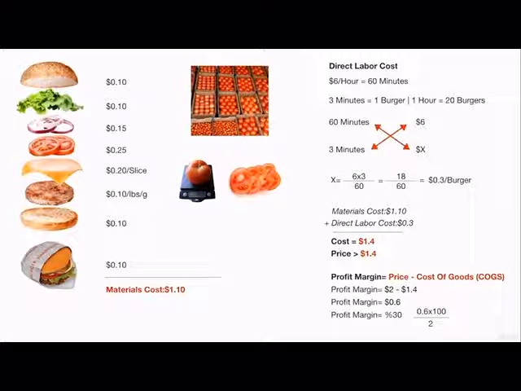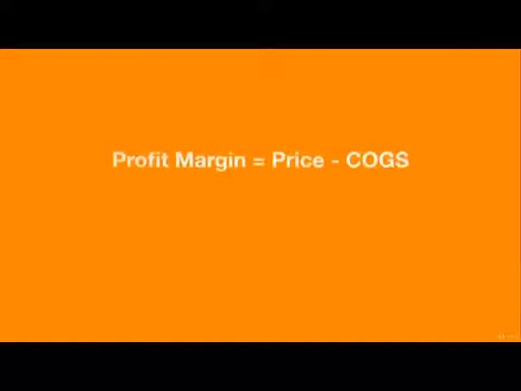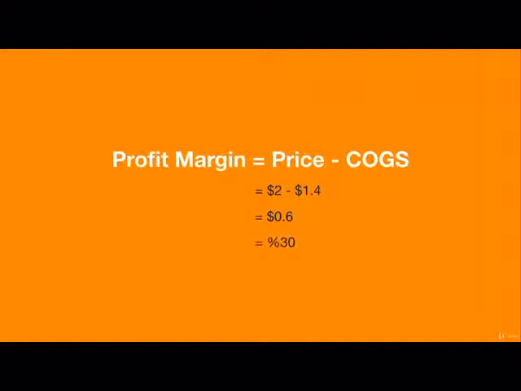In this scenario, 30% is pretty awesome. Normally your profit margin in this industry is around 6 to 9%. But for the sake of making this example easy to understand, we are going to stick with those numbers. Profit margin is equal to price minus your cost of goods. This is one of the most important formulas that you need to keep in your mind. You only have to do it once, but it's critical for your business success.